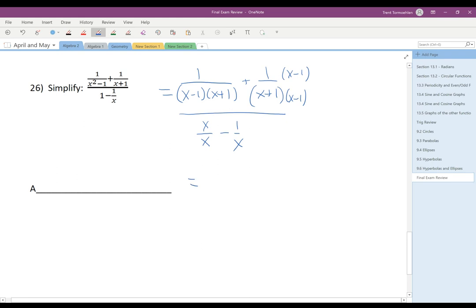Okay, so we simplify all that. So this is going to be 1 plus x minus 1. And so it's just going to turn out to be x over x minus 1, x plus 1. And then your denominator is going to be x minus 1 over x.